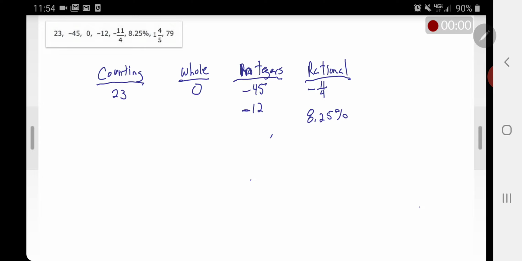And our last, one more. We got 1 4/5. That's like saying 1.8. Once again, decimal. So 1 4/5 is rational. And lastly, we got 79, and 79 is a counting number. Okay.